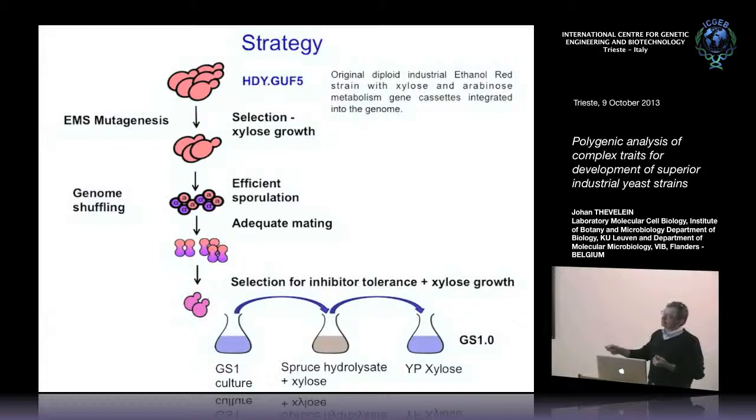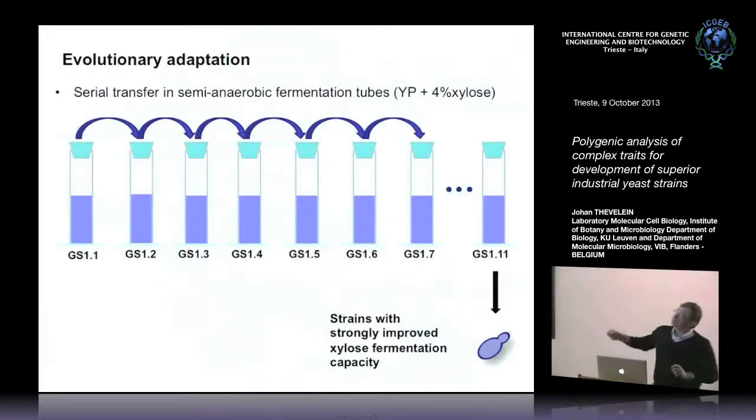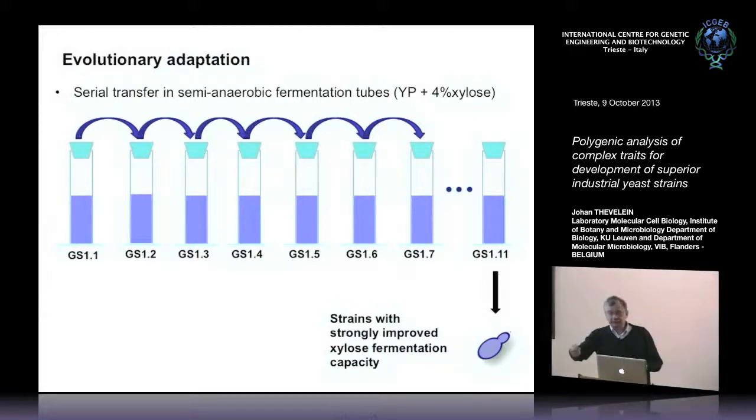We also selected the strains for inhibitor tolerance in spruce hydrolysate. Spruce hydrolysate has the highest level of inhibitors of the hydrolysates of lignocellulose. We added xylose, and then we selected again in YP xylose to have a strain that could actually grow and ferment xylose. And this first generation strain fermented the xylose and grew a little bit on the xylose. Then we transferred this strain every few weeks from one batch culture to the next batch culture. Each time that it started to grow a bit, we transferred it to the next culture.